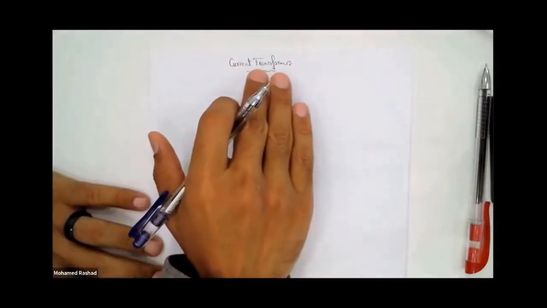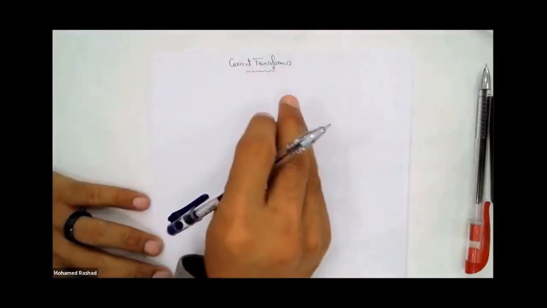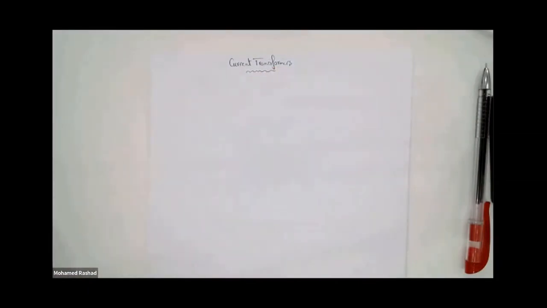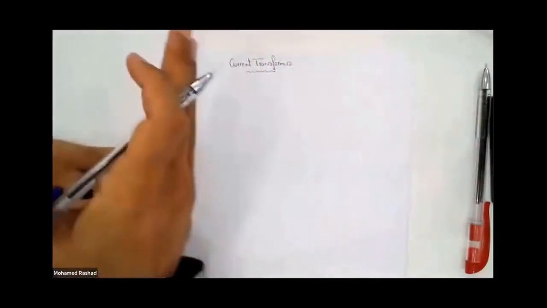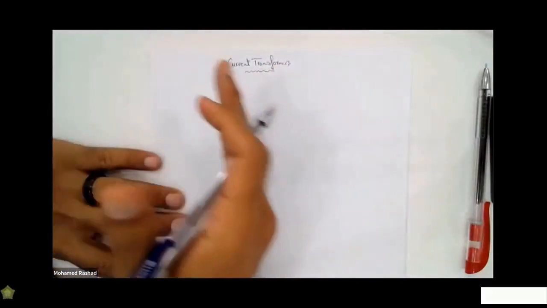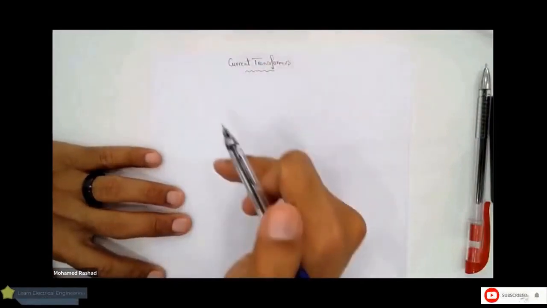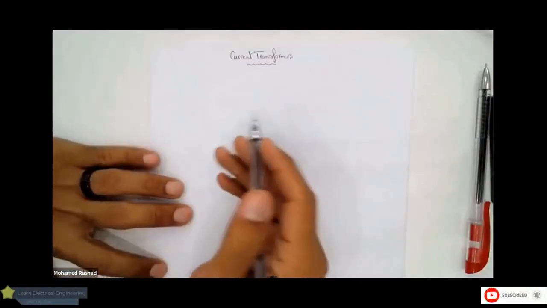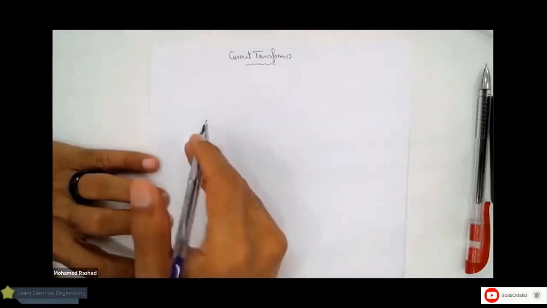The current transformer is one of the types of instrument transformers, which are the measuring transformers we talked about a little while ago. The current transformer is used to step down the current, or to reduce the current values from higher values to lower values, which can be handled by measuring devices and protection devices.